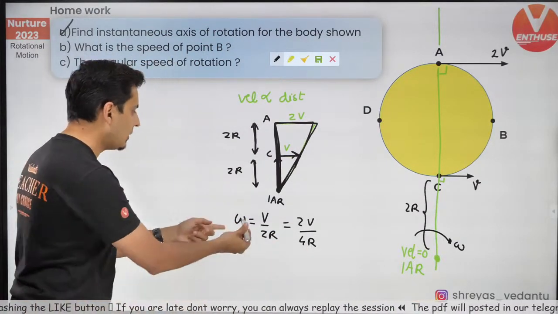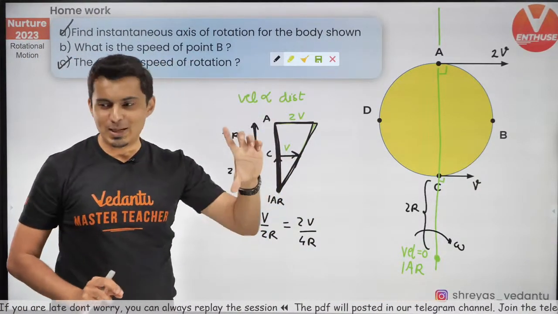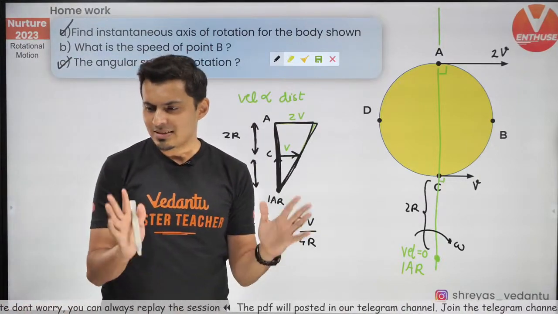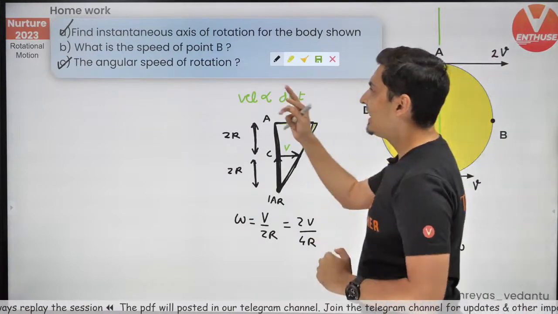Okay, so I think I have found out omega also, the angular speed of rotation. It's any point's velocity divided by the distance, as simple as that. Isn't it clear? Everybody clear till this point? Shall we go ahead? Okay, last question.